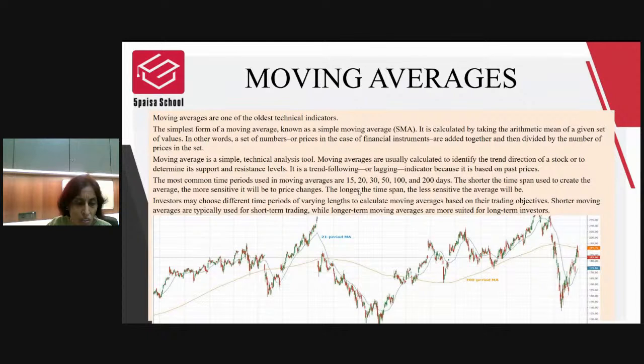Investors may choose different time periods or varying lengths to calculate moving averages based on their trading objectives. Usually short-term moving averages are used for short-term trading, while longer-term moving averages are more suited for long-term investments. Now here what you get to see is a 21-period moving average.